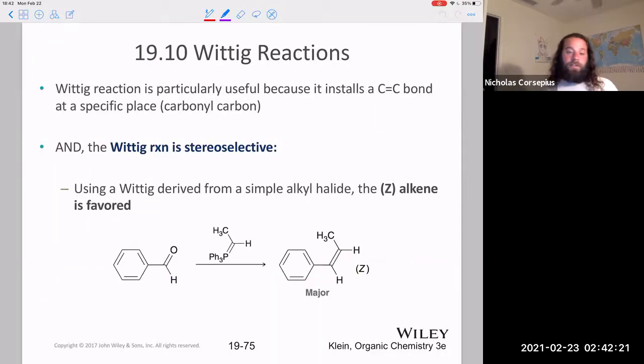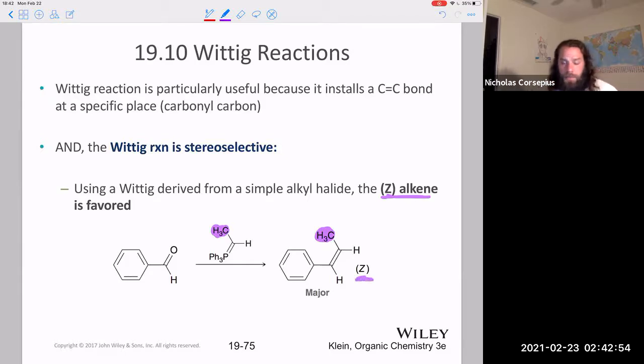Okay, so now let's talk about stereoselectivity with our Wittig reaction. It turns out that usually it's actually the Z alkene that's favored, where your big bulky groups are on the same side of the newly formed double bond. So if we take benzaldehyde and we use this particular Wittig reagent right here, notice that our methyl group is now on the same side as that phenyl group, giving us the Z alkene. That's kind of odd.